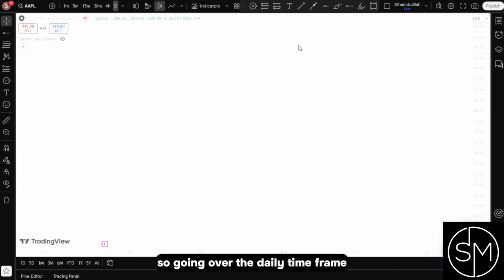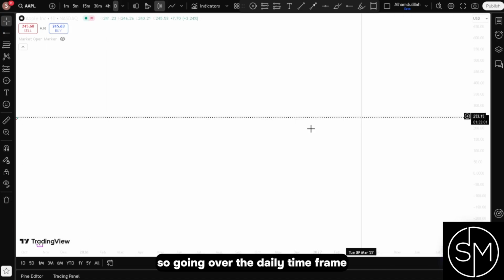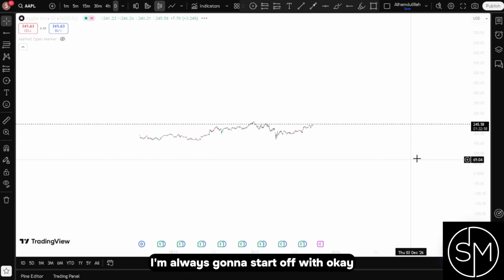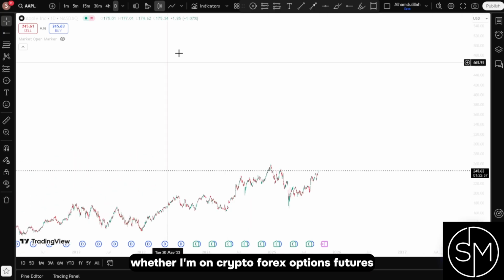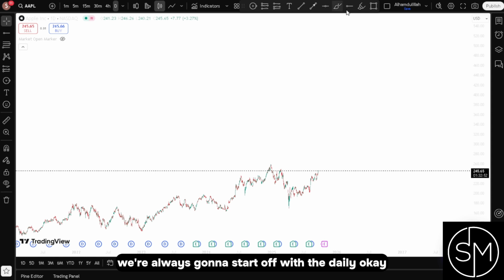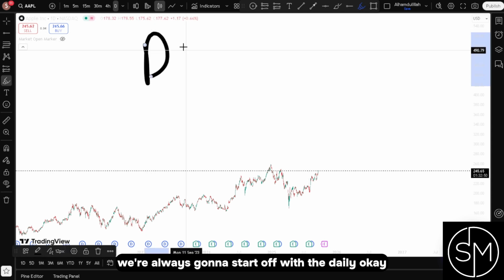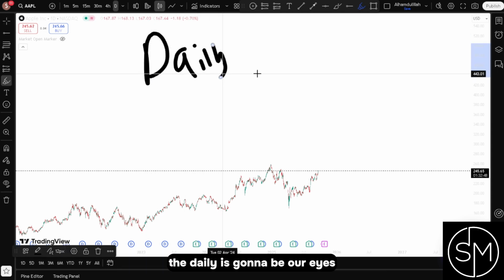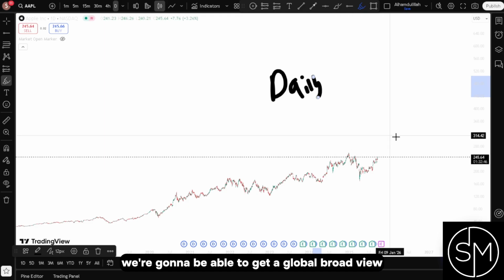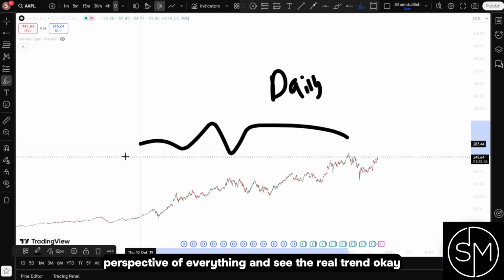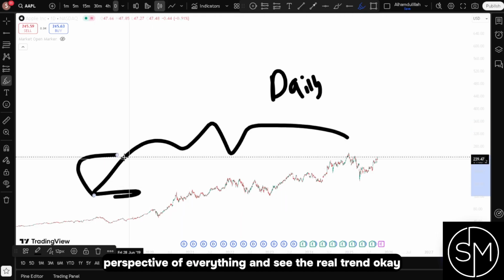So, going over the daily time frame, this is the time frame I'm always going to start off with, whether I'm on crypto, forex, options, futures, I don't care. We're always going to start off with the daily. The daily is going to be our eyes, our bread and butter. We're going to be able to get a global, broad view perspective of everything and see the real trend.